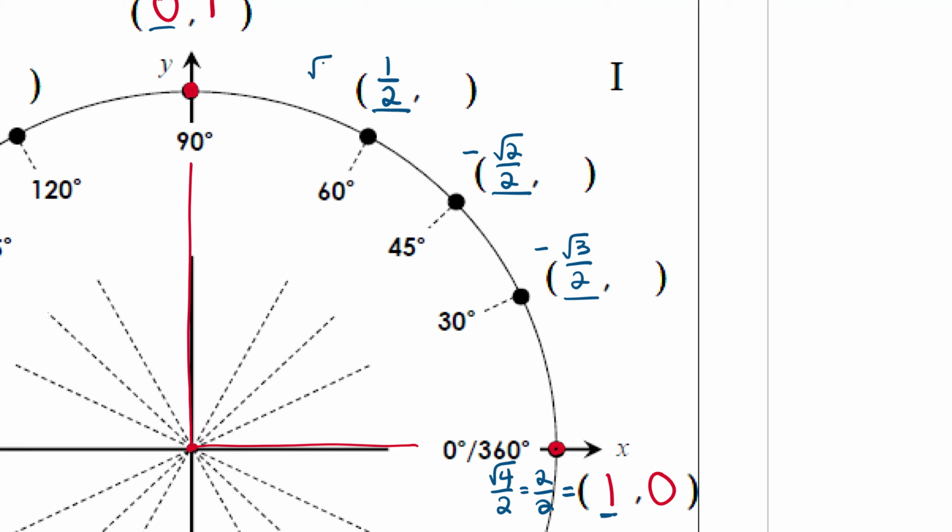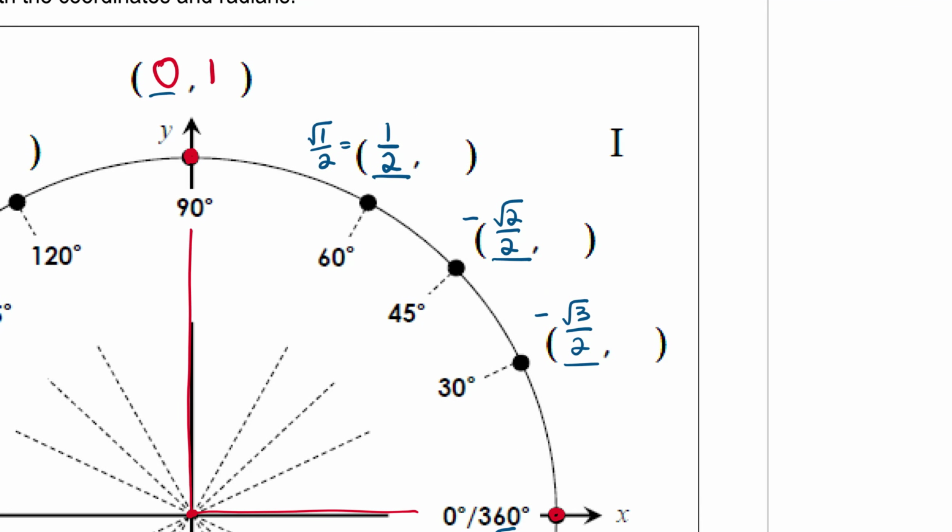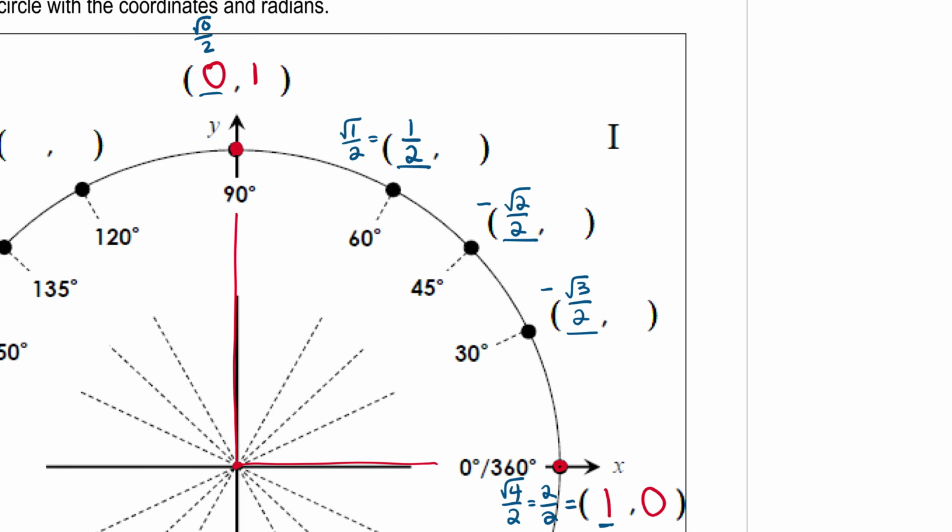This is square root of 1 over 2, but because square root of 1 simplifies to 1. And then this one, if you really wanted to, you could write square root of 0 over 2. Square root of 0 is 0. 0 divided by anything is 0. So that is the pattern for the x values. Again, going from 1 to 0. You could also go from 0 to 1 if you want to go up.